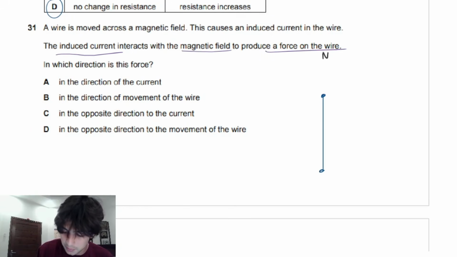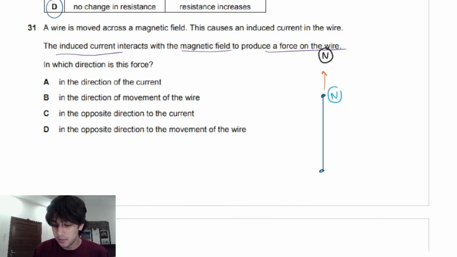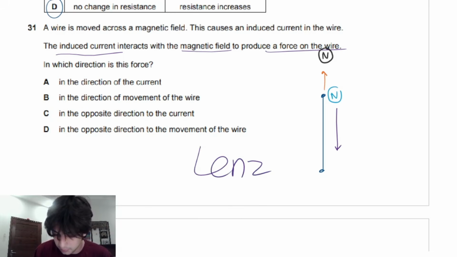Let's say we have a north pole over here, okay, and we have a wire. Now when we move this wire towards the north pole, a current is induced, and that current is induced in such a way that the wire has its own magnetic field, and that magnetic field opposes the original magnetic field. So instead of moving towards it, the wire will actually start moving away from it, and this is also termed Lenz's law, and this is going to be in the opposite direction of the movement of the wire. It's going to be option D.